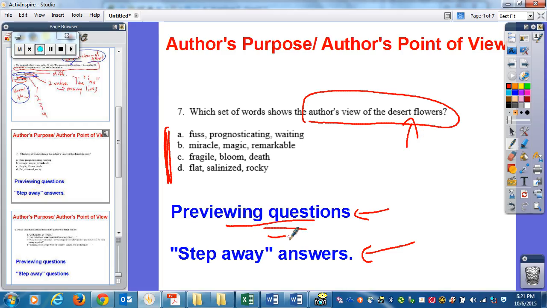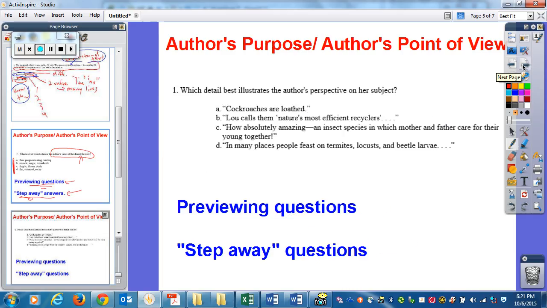When I get done reading this, what was the author's purpose and what was their point of view on the topic? Second thing is this is a step away answer, because even though these individual words took place in the article, you've got to step away from the whole article in order to reach which one was the best answer. And I'm not going to give the answer for this. That brings us to the next question.